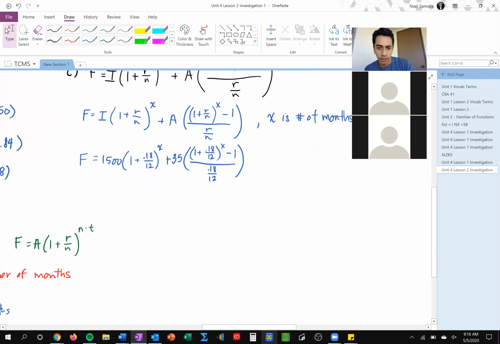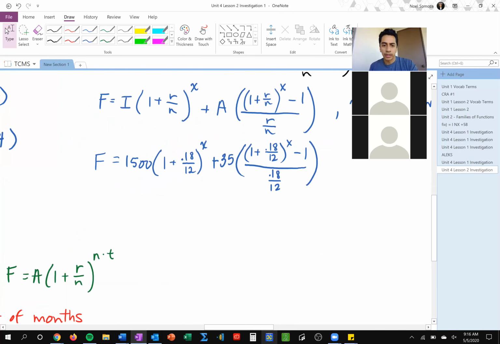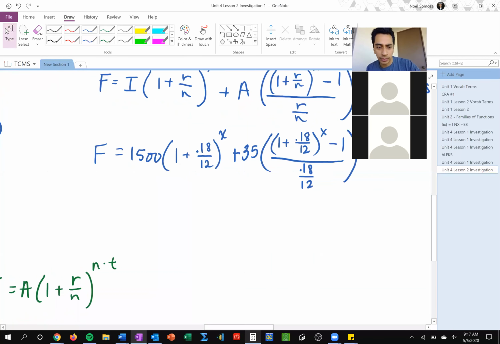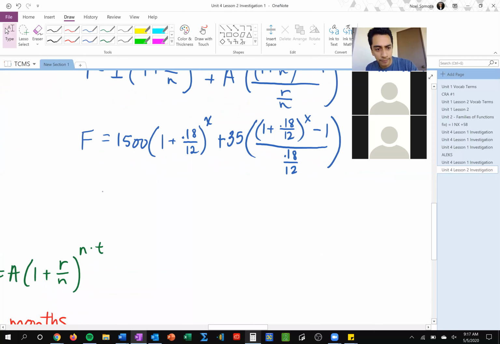Okay. All right. So it's still kind of messy. Definitely want to clean this up a little more. If you notice that the 0.18 over 12 is a calculation we've done before. In fact, let's just find out what that is so we can go ahead and clean this up even further. So we have 0.18 divided by 12. That's 0.015. Okay, so we can go ahead and make those adjustments on this formula to clean it up.